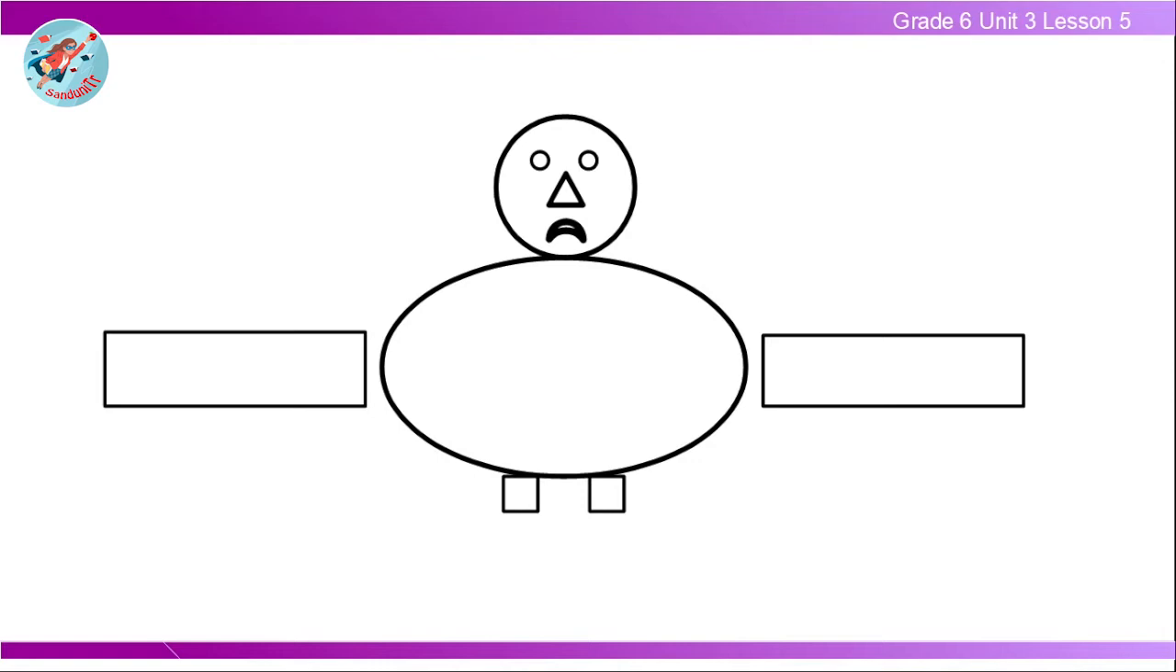What does this picture look like? It looks like a bird, isn't it? Someone may say it looks like a duck. Okay. Name your picture too.